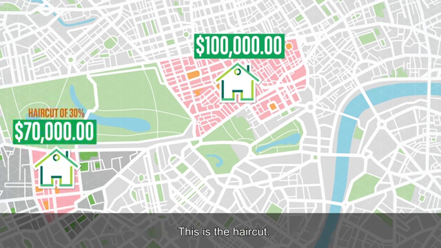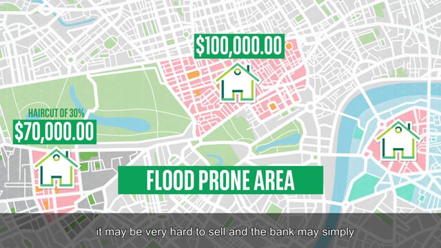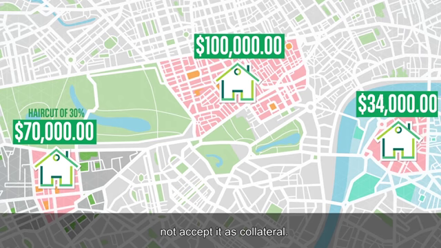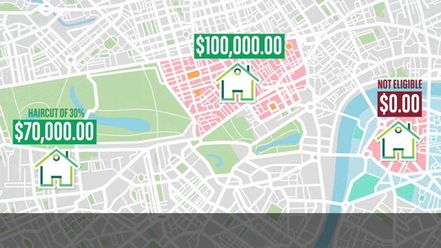This is the haircut. If the house is located in a flood-prone area, it may be very hard to sell and the bank may simply not accept it as collateral. We say it is non-eligible.